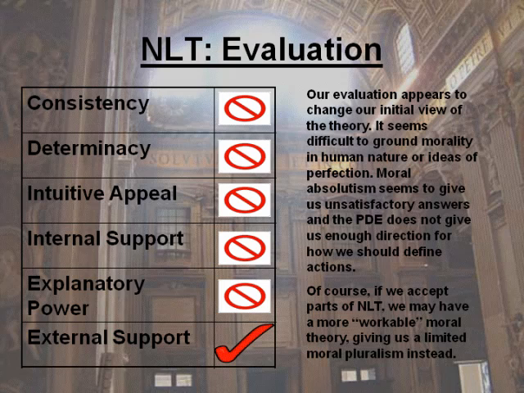When we come down to our final determination about natural law theory, we see some problems. It appears to be very difficult to ground morality in human nature or ideas of perfection. Moral absolutism gives us unsatisfactory answers, and PDE doesn't give us enough direction on how we should define actions. Therefore, we lose quite a bit. We lose what initially appeared to be a remarkably robust theory, because we lose intuitive appeal, internal support, and explanatory power. Now, as Timmons shows us, we may be able to take different elements of the theory and utilize those, maybe what he calls a limited moral pluralism. We may be able to utilize certain ideas here to give us something that ultimately seems to work for us.